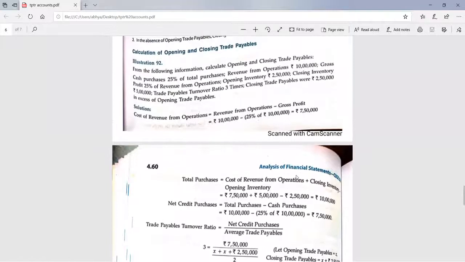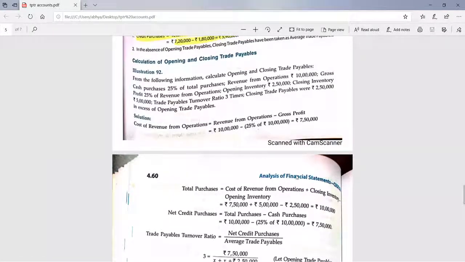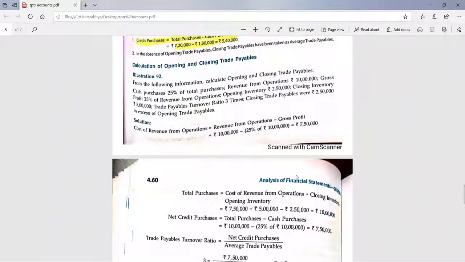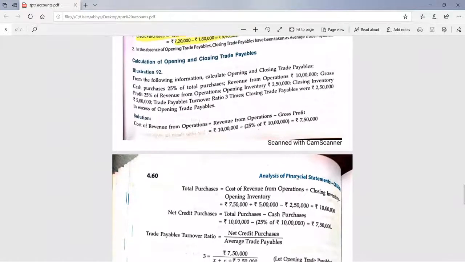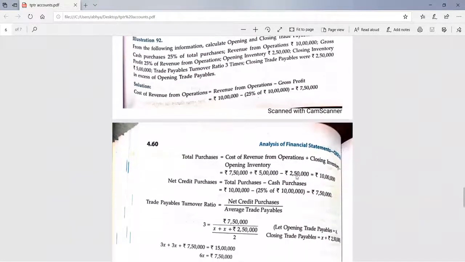Again, I'm explaining in 4 steps. Step 1, whatever is given, use that. RFO is clearly given and GP rate is given. So first use these two things, and by using these two things we'll be able to know the cost of RFO or COGS. Now we need total purchases, but no clue is given in the question about the total purchases. So how can we calculate it? Run your mind and think about it.